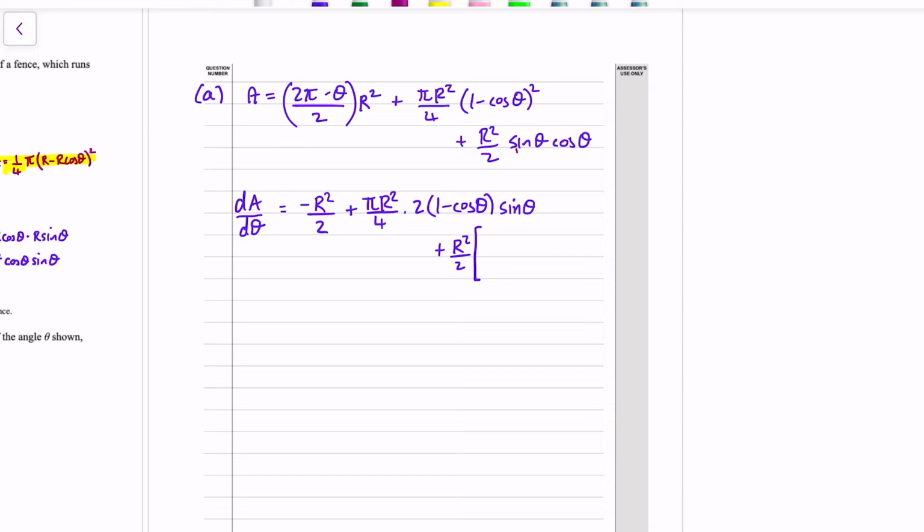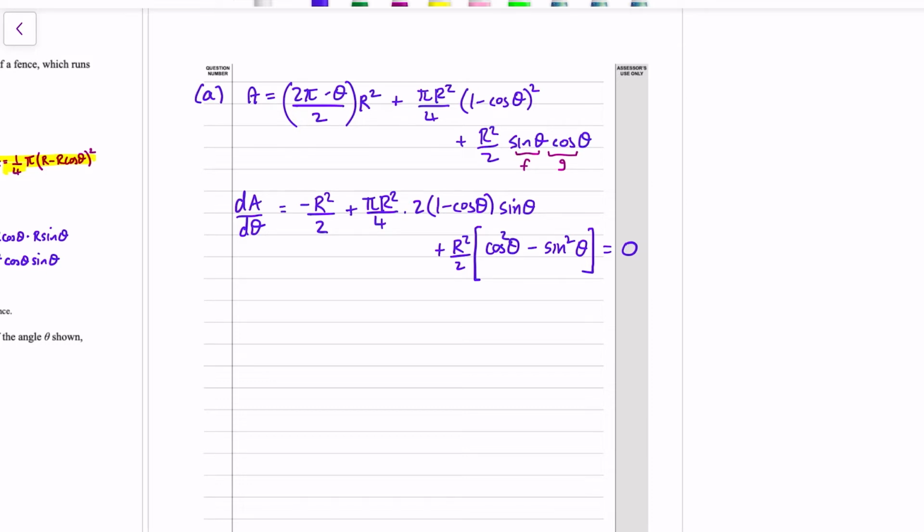So this here is my f, and there's my g. So f dash is cos theta times g, which is cos theta, so I get cos squared, plus the derivative of cos theta, which is negative sine, times by the first sine, so cos squared minus sine squared. Okay, and that's equal to 0.